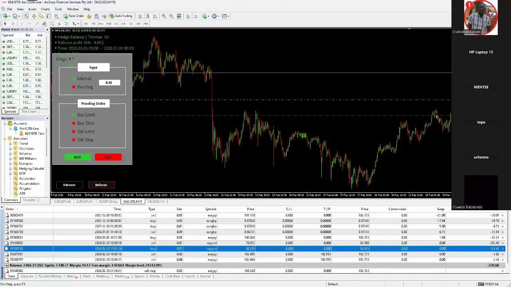3,400, and it did 299.76. So if we multiply 299.76 by 100, I just want to see a rough estimation of what it made in a week, and we divide this by 3,400. The robot did 8.8% in a week.